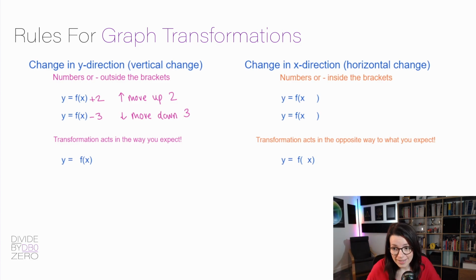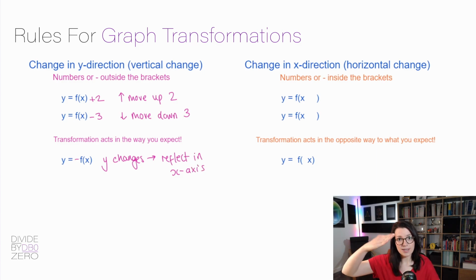If you have a minus on the outside of your f of x, that's referring to a reflection. So because we said it's a change in the y direction, the y coordinate is going to change. It's going to flip or reflect. And that means it's going to reflect in the x-axis. So let's write that down. So y changes, that means we are reflecting in the x-axis. That one can be a little bit confusing, but if you think about it as y changing, you will see that that's a reflection that way.